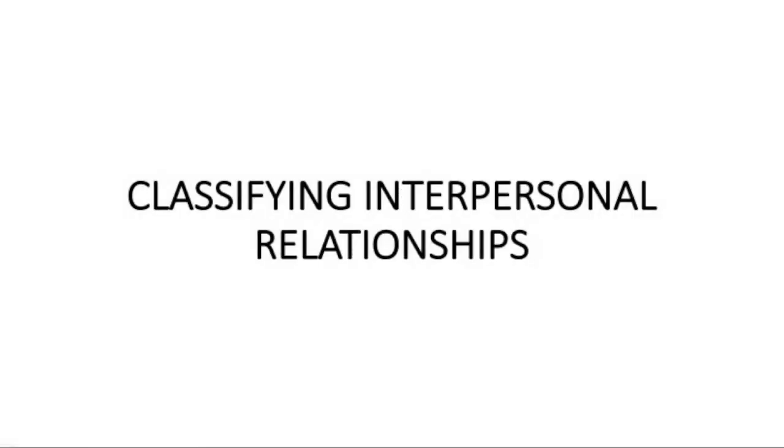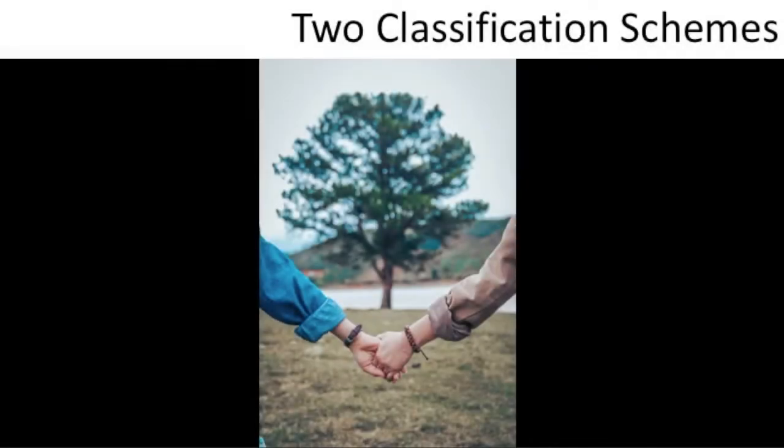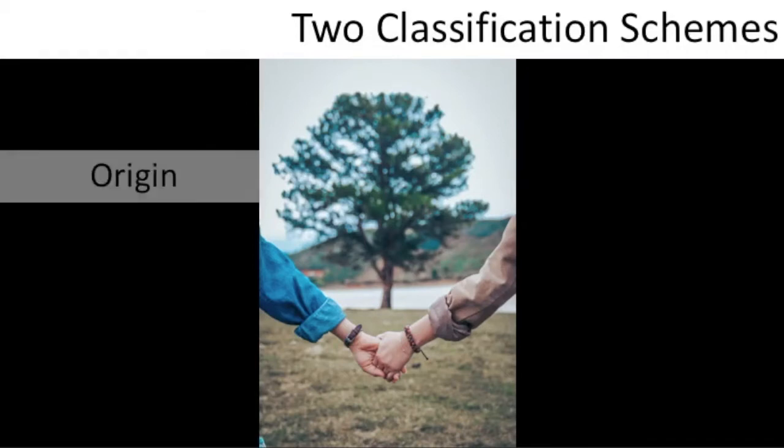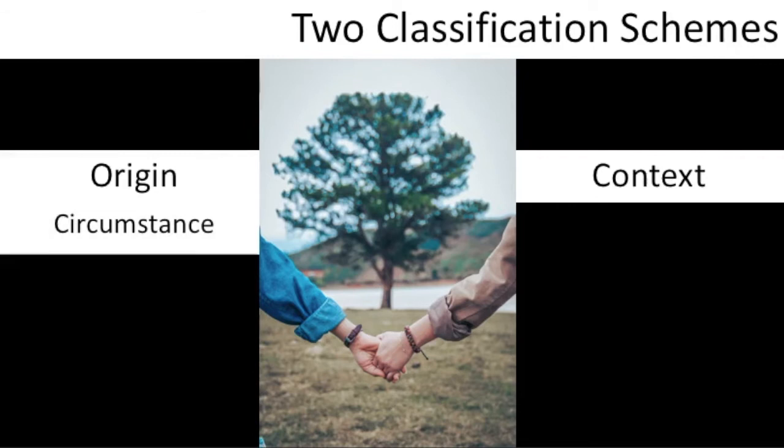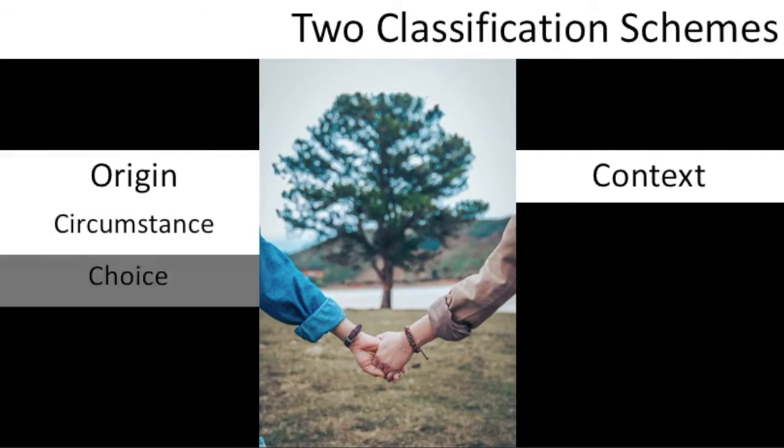Classifying interpersonal relationships. The textbook does a nice job of presenting two classification schemes. First, we can talk about the origin of the relationship, and we can talk about the context in which the relationship occurs. In terms of origin, we can differentiate between relationships of circumstance and relationships of choice.